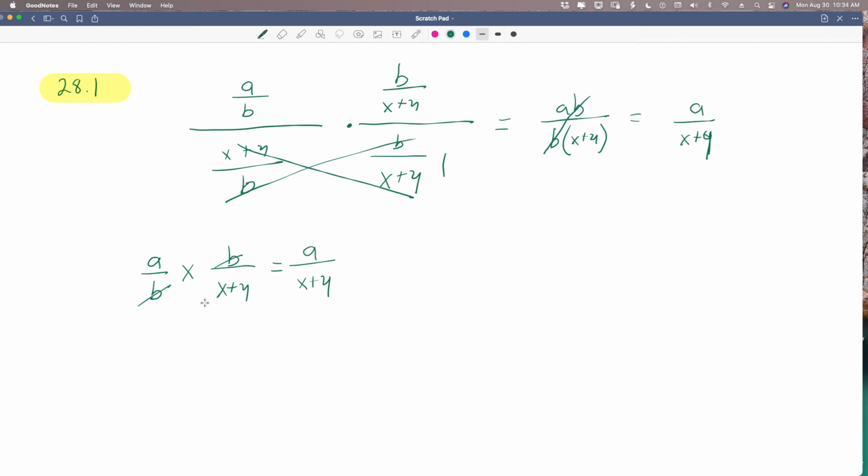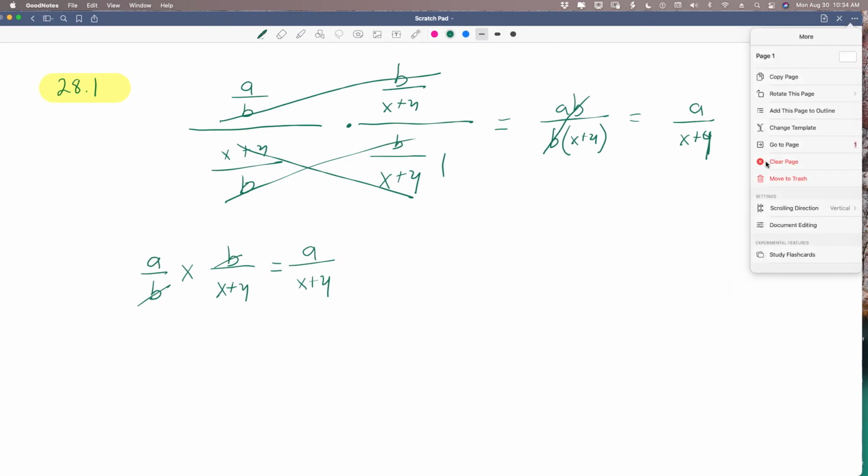I will say that in this method, we were able to factor before we did the multiplication. So that was a little bit easier in my opinion. But at the same time, we could have factored b out right here and just had a over x plus y and done it all in one step. So it's entirely up to you which one you want to use. Let's do 28.2 and see if we can use just our new method and use it successfully. So 28.2 is a over a plus b divided by c over a plus b.